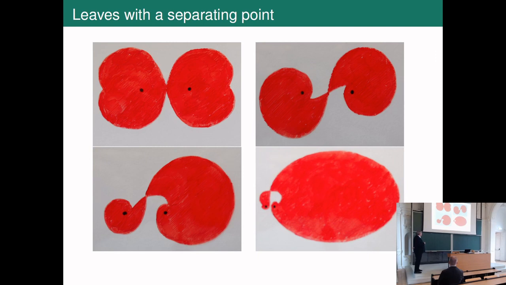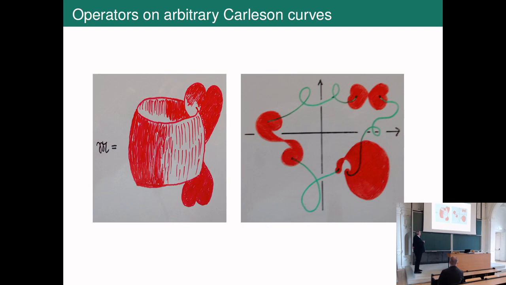These are the endpoints of the chunks, the black dots. Here you have a set, here a set, and the separating point is in the middle between these two. This is a single point here. These are two sets. You have only a single point in the middle. These are leaves with a separating point. That is for operators with arbitrary Carleson curves. No weight. The maximal ideal space looks like this, and geometrically, to find the spectrum of the operators, we have to fill in such sets.